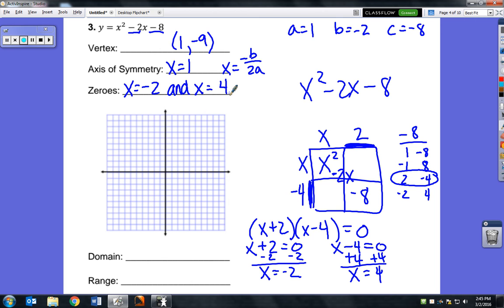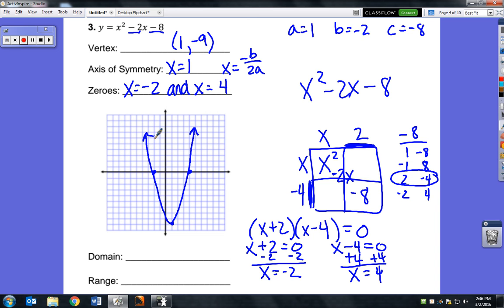Now that I have my vertex and I have my zeros, I can graph my parabola. So I have 1, negative 9. That's going to be all the way down towards the bottom. 1, 2, 3, 4, 5, 6, 7, 8, 9. I'm going to have a 0 at negative 2, 1, 2. And I'm going to have another 0 at 4. 1, 2, 3, 4. Finish the rest of that.